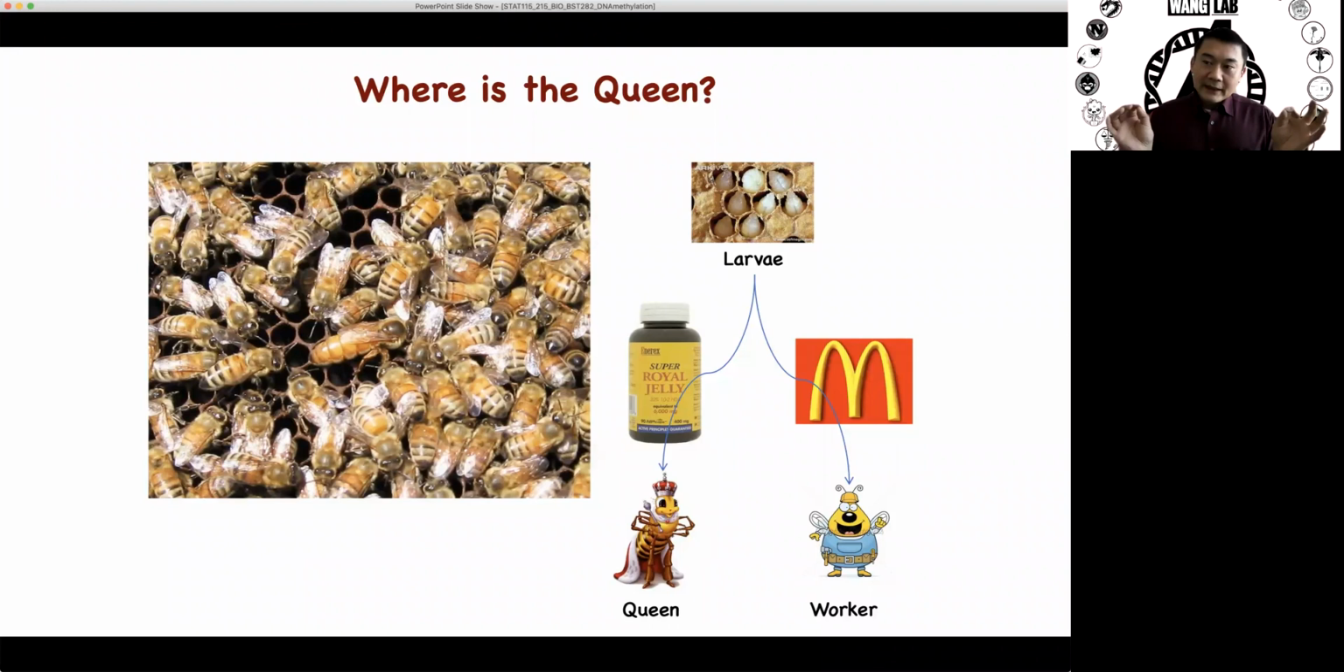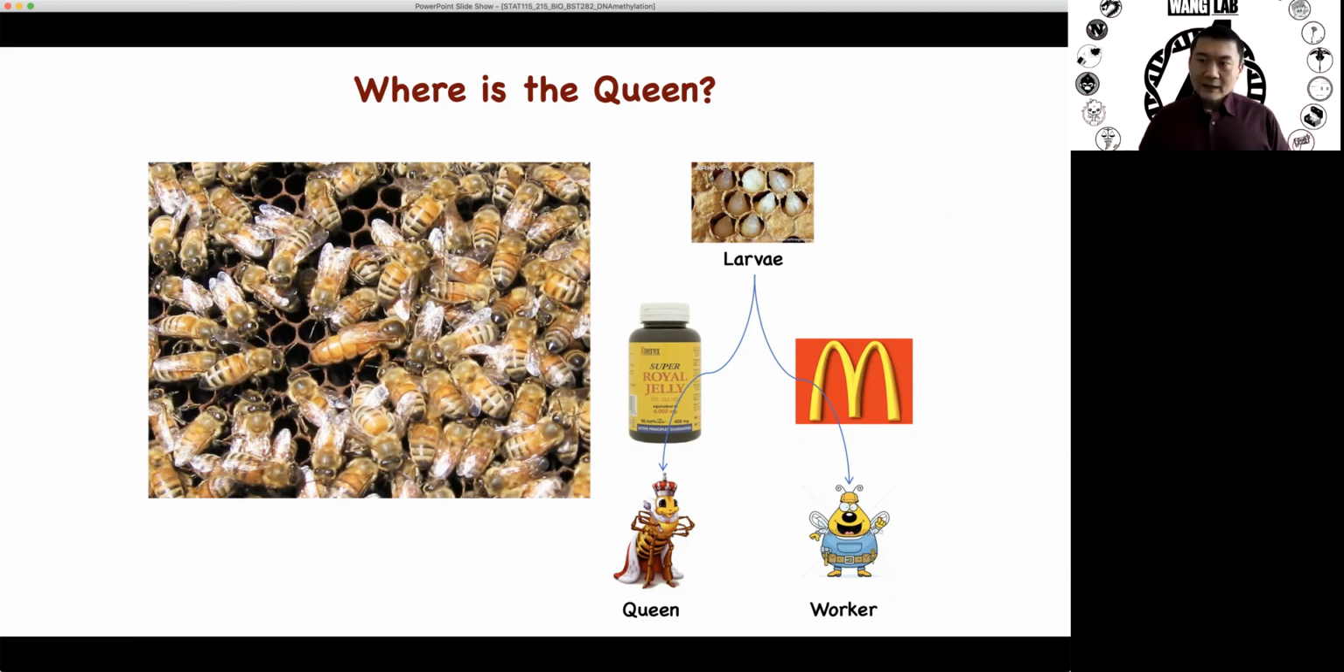But genetically, they are identical. In fact, when they are born as little larvae, they're just identical. A few of them are chosen to be fed royal jelly, and those few are the ones that eventually develop into queens. The rest just eat normal food and become everyday workers. Genetically identical, phenotypically very different. So this is another example to illustrate what we call this epigenetic phenomenon.